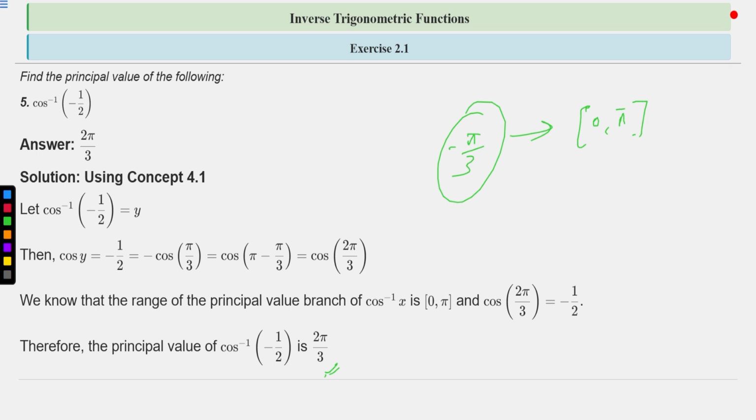Therefore, minus of cos pi by 3, we can write it as cos of pi minus pi by 3. Clear? Because minus of cos theta, we can write it as cos of pi minus theta. Right? Therefore, after solving this, we got cos y is equal to cos 2 pi by 3. Therefore, we can say that the principal value of cos inverse minus 1 by 2 will be equal to 2 pi by 3. Right? Is it clear?